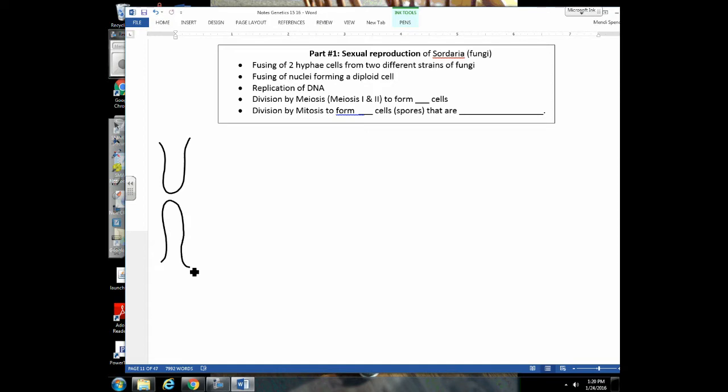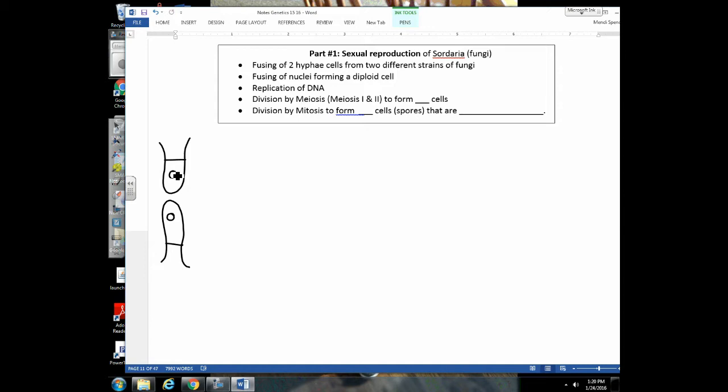And in these cells that are about ready to fuse of the hyphae, there's a nucleus. Let's draw the nucleus in here. And we know that our body cells are diploid. They're all 2N. And then we make these haploid gametes. And we kind of figured that's the way it is for all organisms. But for a lot of organisms, that is definitely not the case.